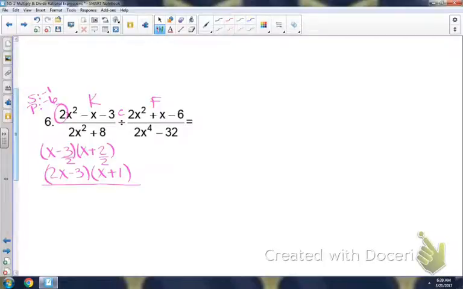Your denominator, they have a 2 in common. You're left with x squared plus 4. We cannot factor x squared plus 4. We talked about yesterday, you cannot factor sum of squares, only difference of squares. Okay, so I'm changing that division to multiplication and I'm flipping it. That's what that F means. So make sure that you put your 2x to the 4th minus 32 on top. So that they're going to have a 2 in common.